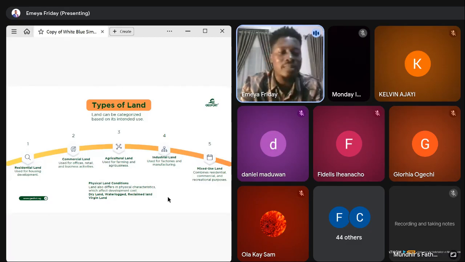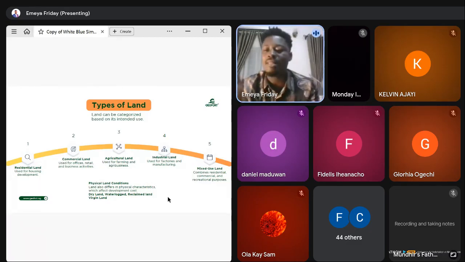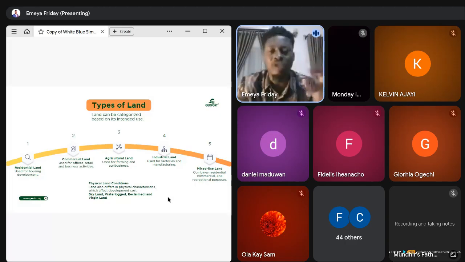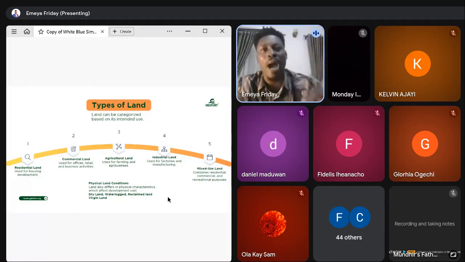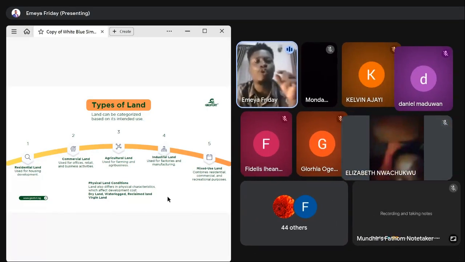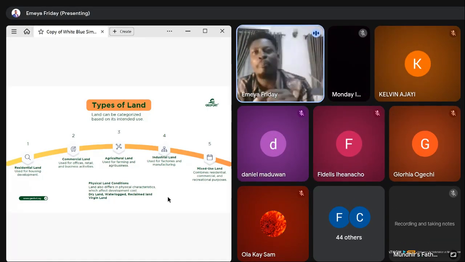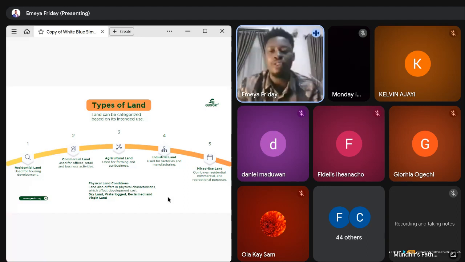And we have mixed use land. It combines different purposes. So one of the things we do when we are trying to verify property for people, we check the land use, the zoning. This property you intend to buy, what is your intention? What do you want to do with the land? Do you want to build on it? Is it for commercial purpose? Is it for agric purpose? Is it for industrial use?